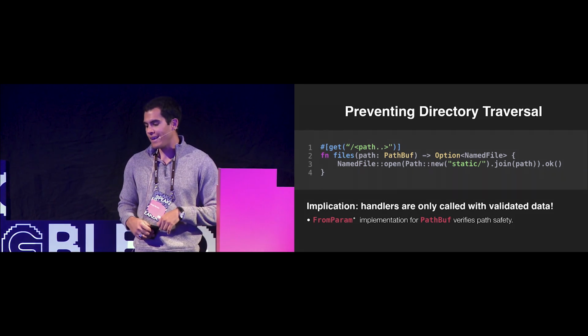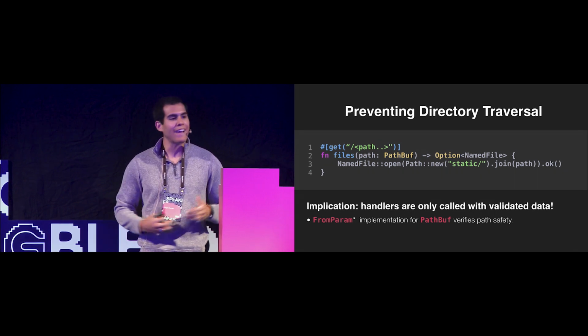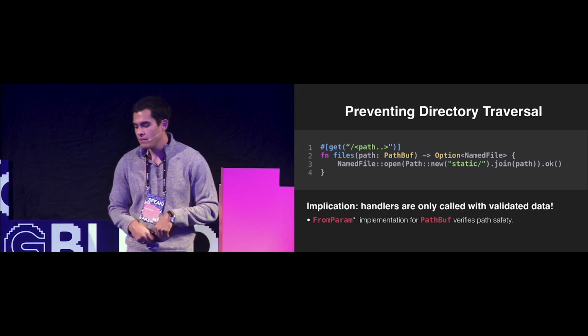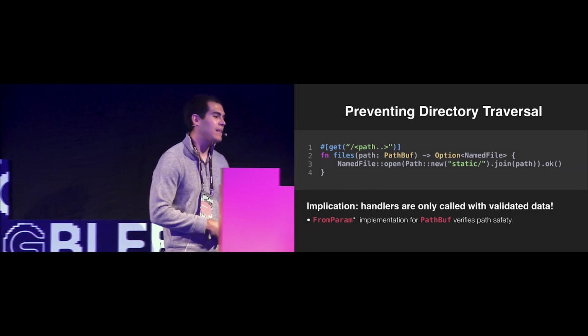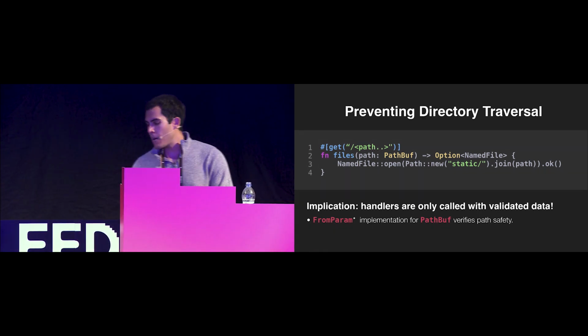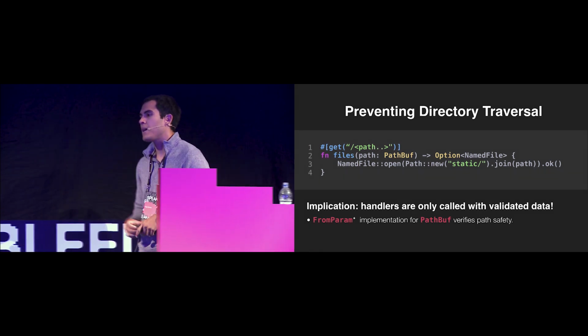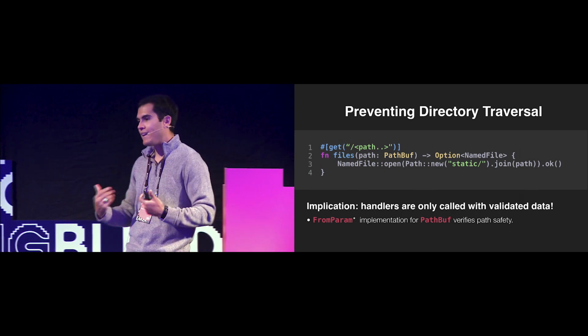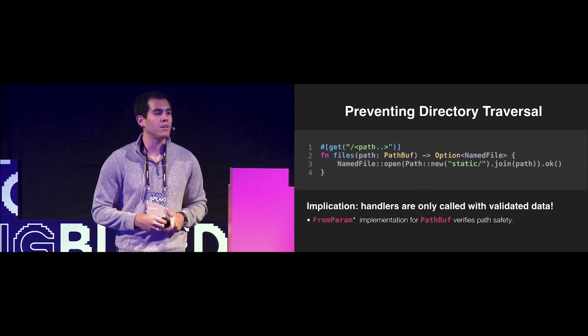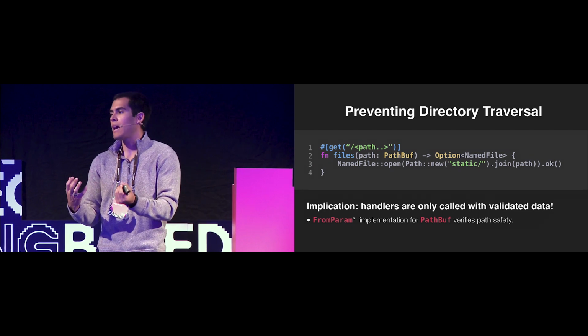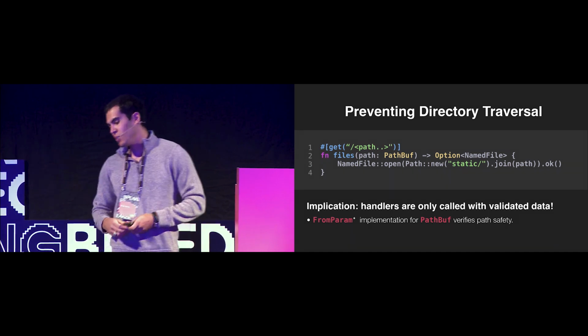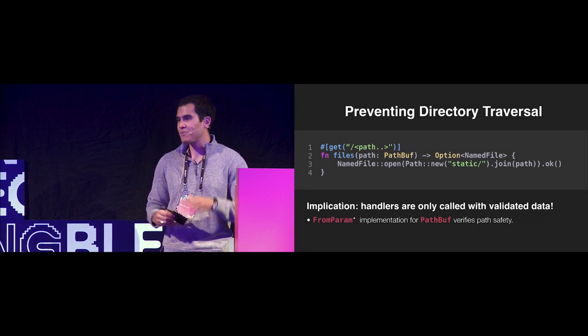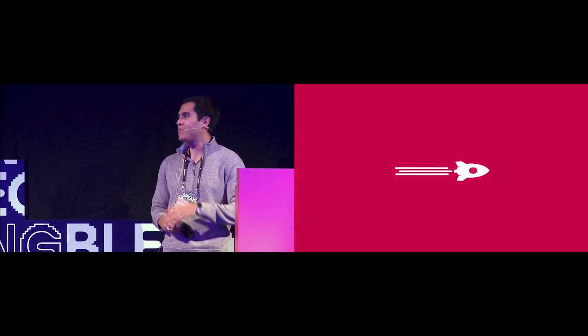And the implication here is that, as I just said, handlers are only called on validated data. And there's some magic going on here with type classes and traits and whatnot, but the gist of it is that this PathBuf type does this validation, and if you get a type of PathBuf in your handler, then you are guaranteed to be able to use this type to open files and do whatever you want. Okay, so that's Rocket. There's the website, rocket.rs.